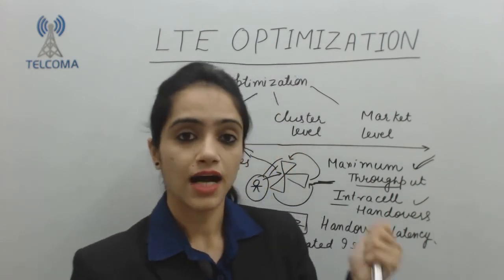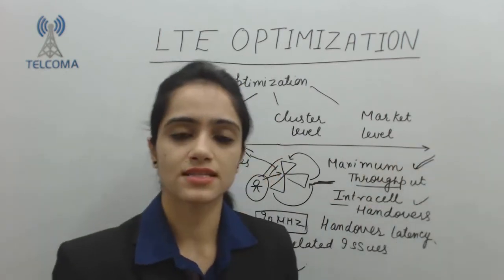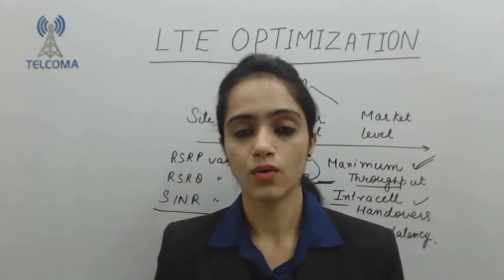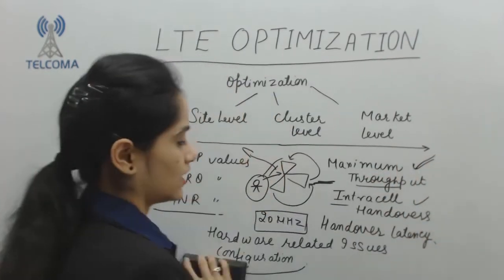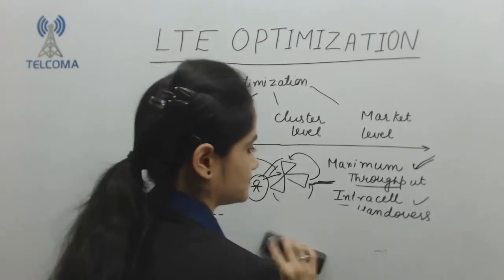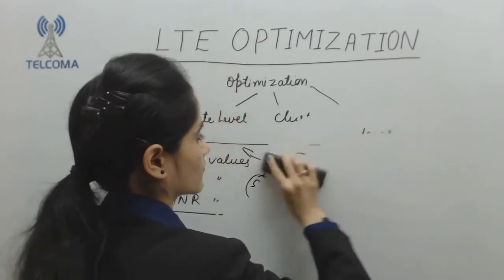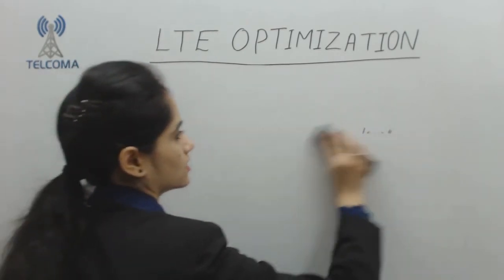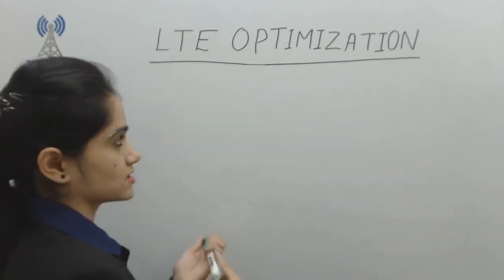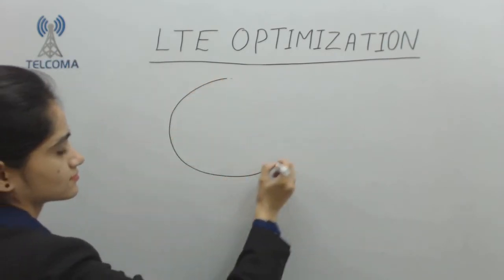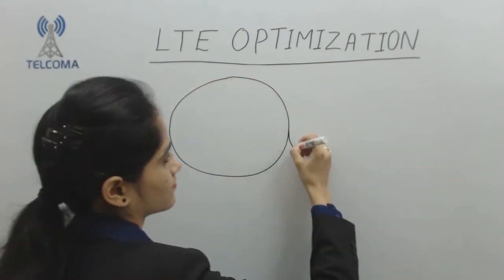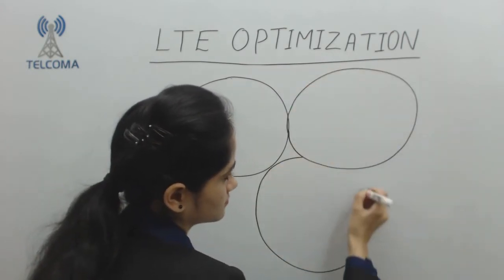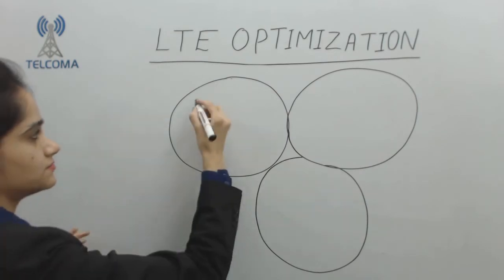Now moving on, after testing all the sites in the network, we require a single cell function test of each and every site in the whole network. After the single cell function test, we have cluster level optimization.